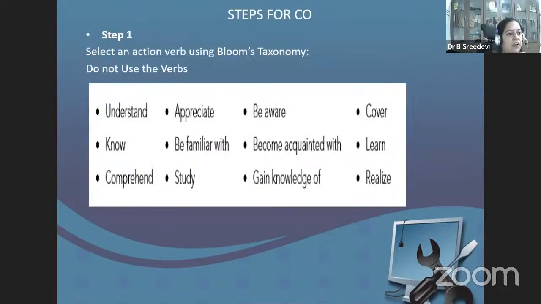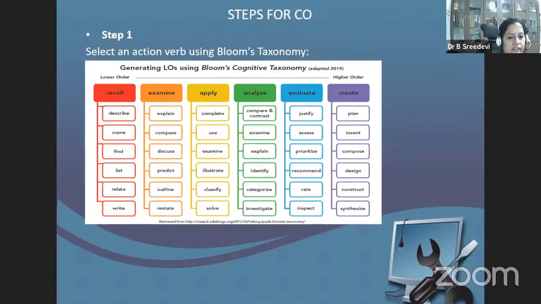Second, do not use these particular words: understand, appreciate, be aware. If you want to make a note of these keywords, please do so. You should not use these keywords in your syllabus. Understand, appreciate, be aware, cover. I think it's not here as well.